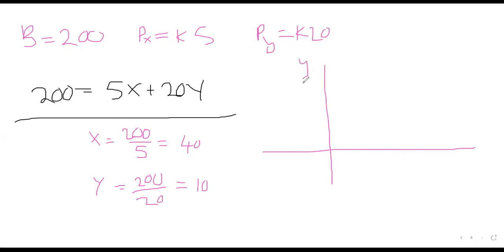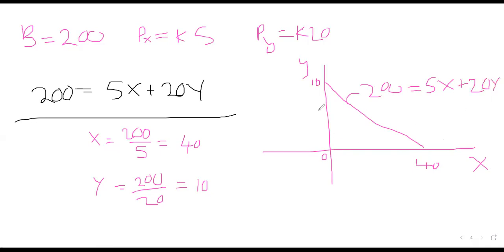So here we have Y and here we have X. So where will it cut the Y? At 10. Where will it cut the X? At 40. Is that clear? So this is our budget line. 200 is equal to 5X plus 20Y.